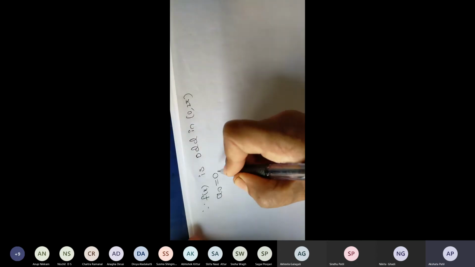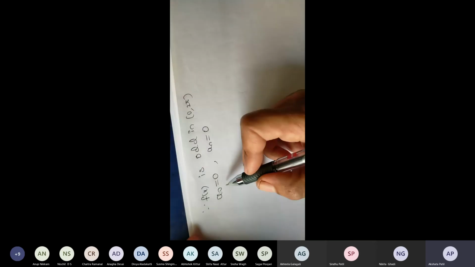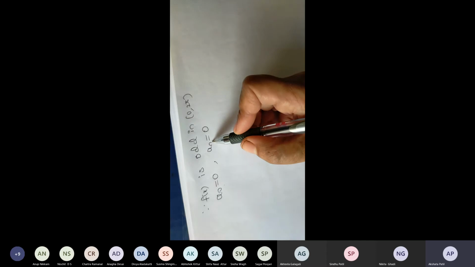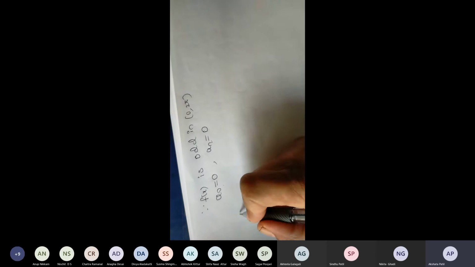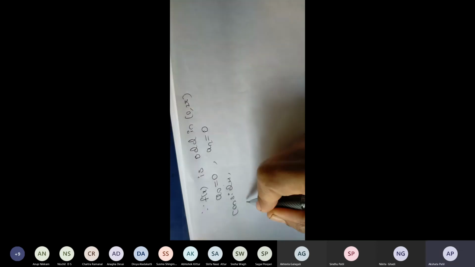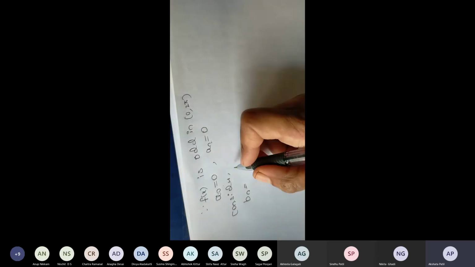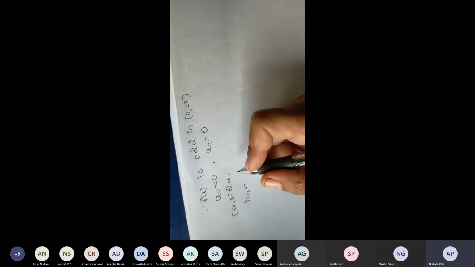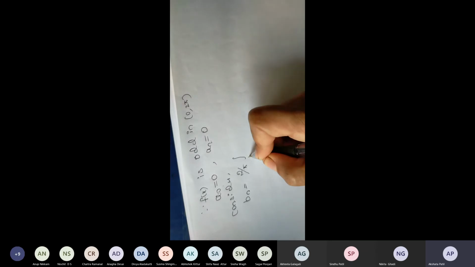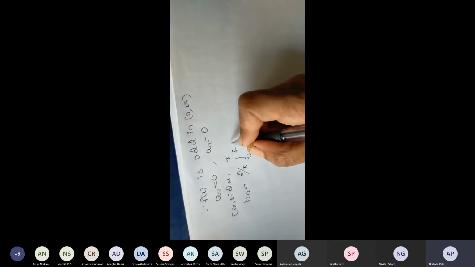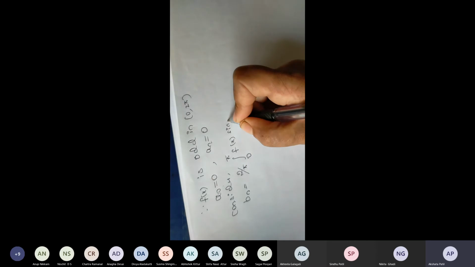It is an odd function, which means definitely a naught equals 0 and a n equals 0. Means no need to calculate the a naught term and a n term. Only we should calculate the b n term here. Understood? So consider b n, which equals, since the interval is 0 to 2 pi, we can use the differentiation under integral sign formula, that is 2 by pi integration from 0 to pi f of x sin nx dx.